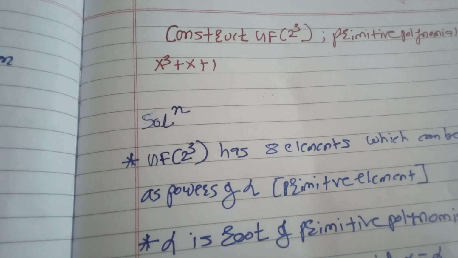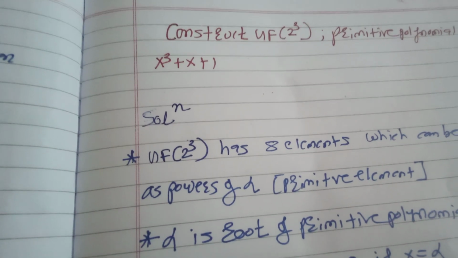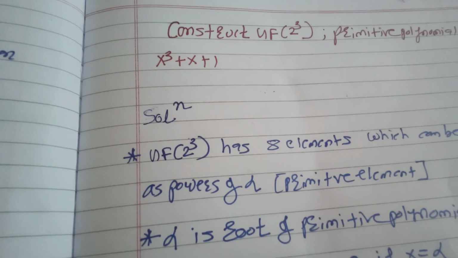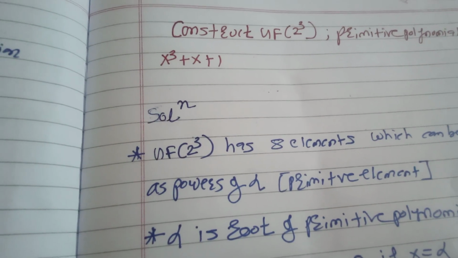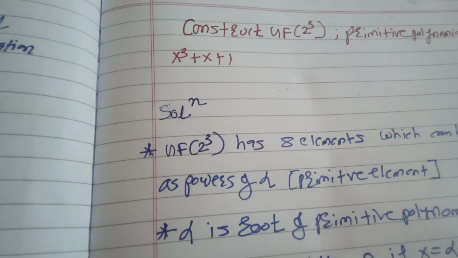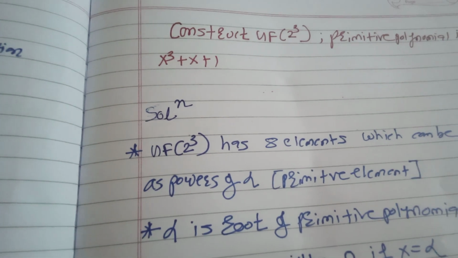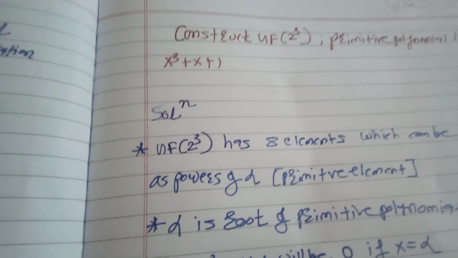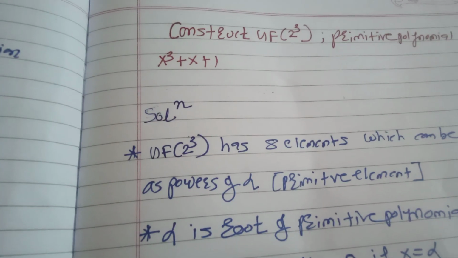In this video we are going to see how to construct Galois field 2 raised to 3. This is the extension field from the base field Galois field 2. For construction of the extension field, the primitive polynomial needs to be given. So they have given the primitive polynomial.